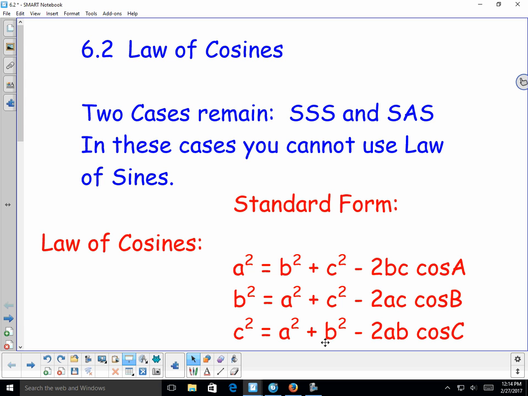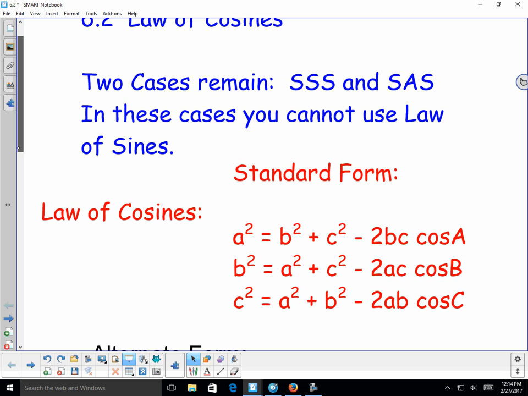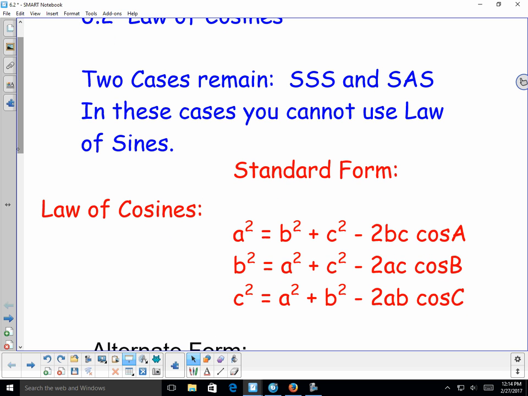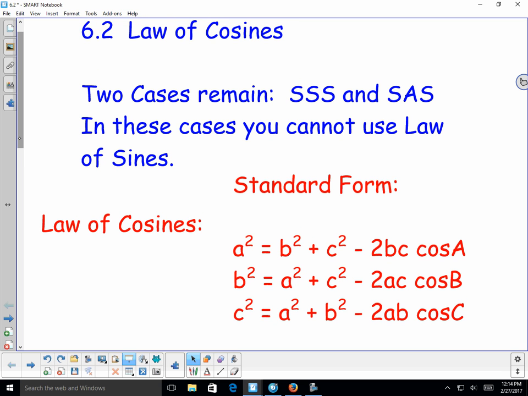These formulas are not as easy to remember as your law of sines formula. Basically, if we're trying to solve for a side in the triangle, let's say that side is A, and we know the two other sides, B and C, and we know the cosine of angle A, then A squared is equal to B squared plus C squared minus 2BC times cosine of angle A.